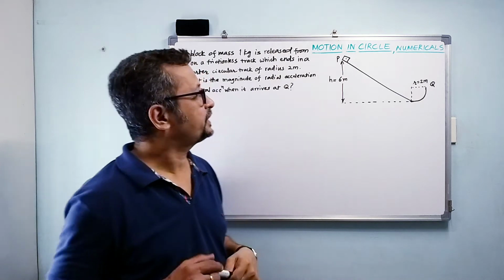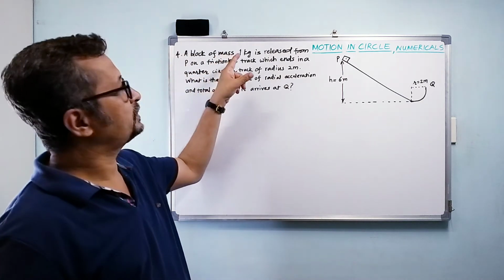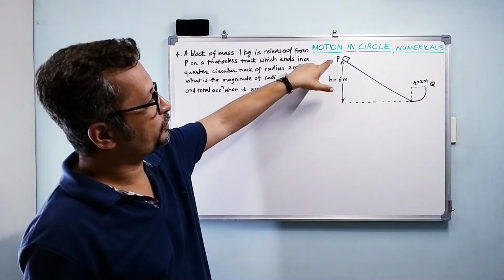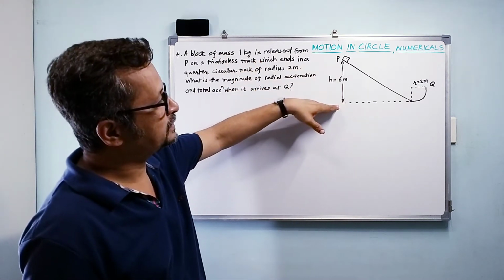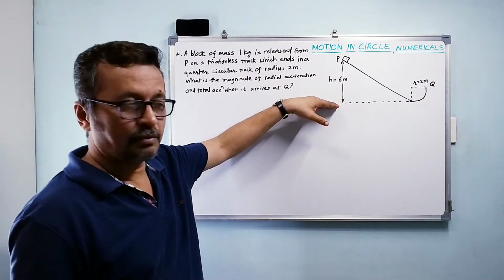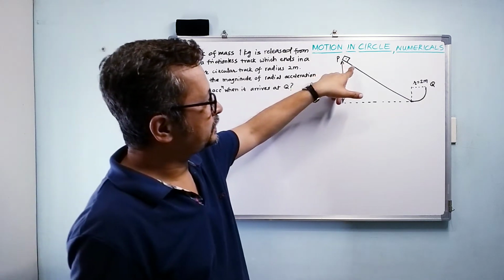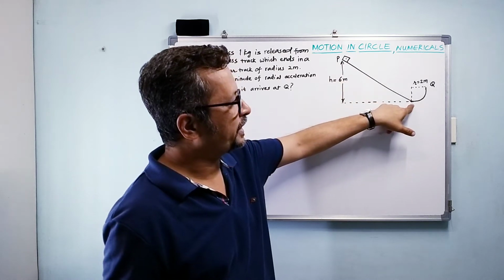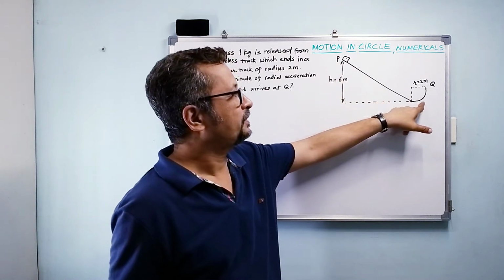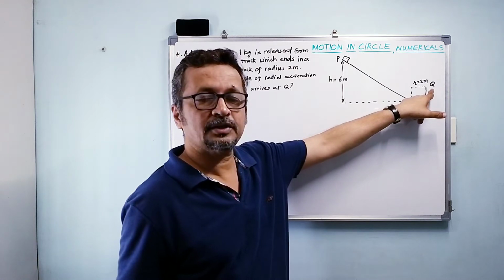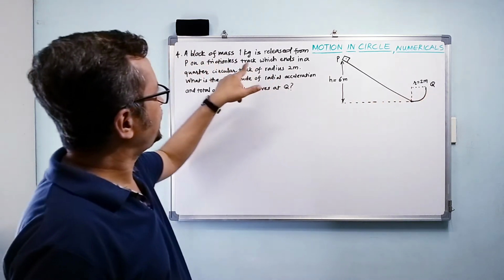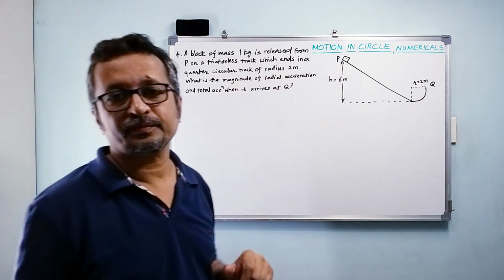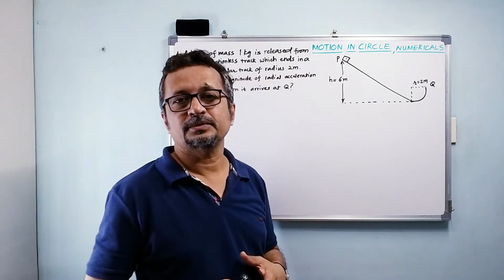Now there are a few things. One thing is they have given you the mass and it has been released from a point P which is at a distance 6 meter from the ground. That slope ends here and now it gets continued with this quarter circular track. They have said it ends in a quarter circular track of radius 2 meter. So what do you expect to happen?